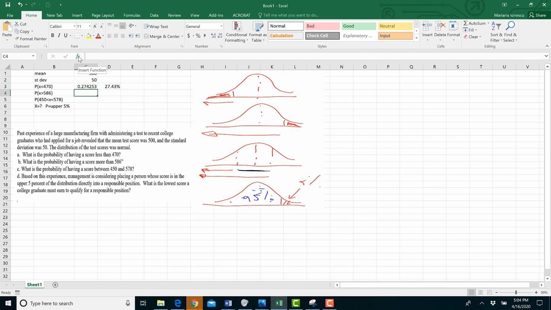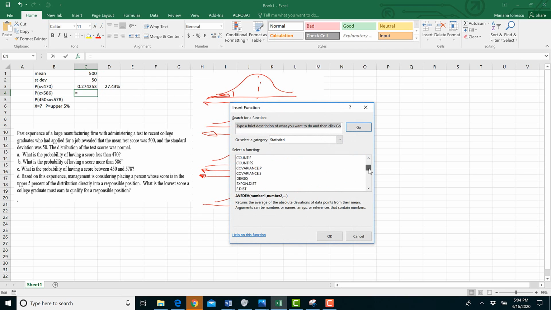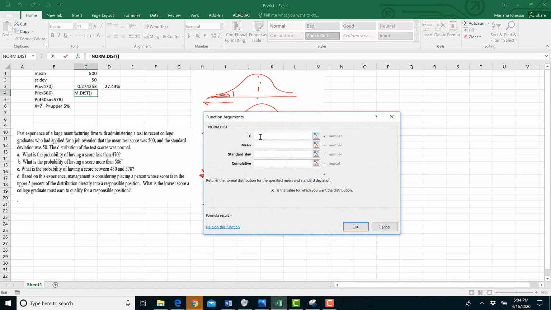Again, I'll go to insert function, normal distribution. So the value is 586 this time. The mean is still 500. The standard deviation is 50. And we have cumulative, so it's true.